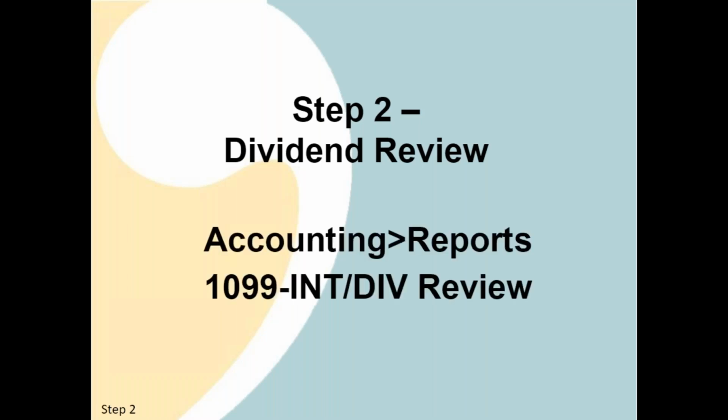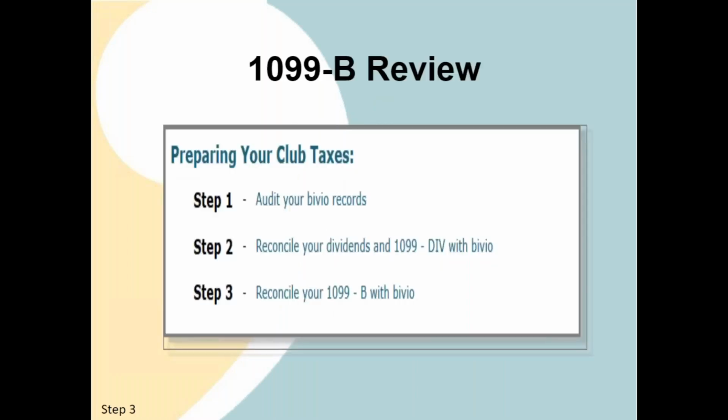Note, you could do this step now if you have your 1099 forms. The 1099 INT DIV review report that you use to do it is available to you on the accounting reports page. When you finish the second step, and have finished comparing and correcting your dividend entries, you'll return to the tax prep screen. You'll see that step 3 is now showing. It also involves comparing a bivio report with a 1099 form. In this case, your 1099-B, which reports your capital gains and losses.